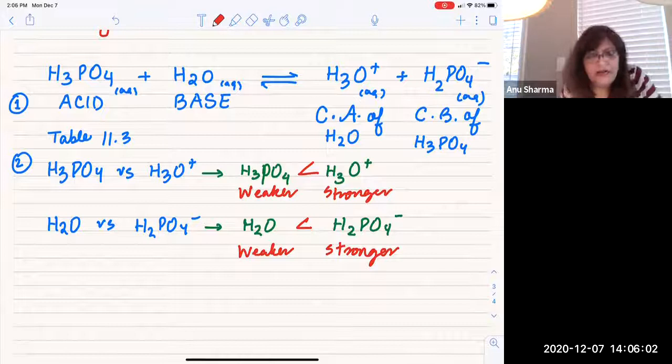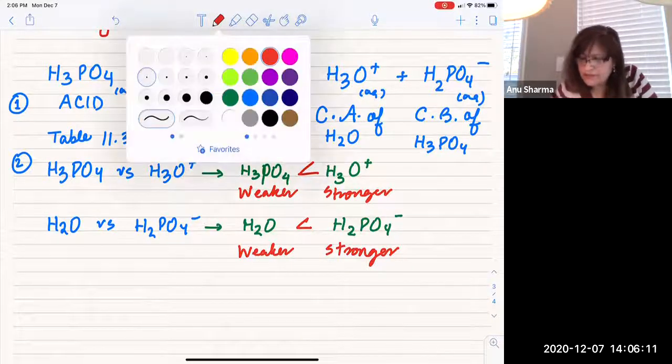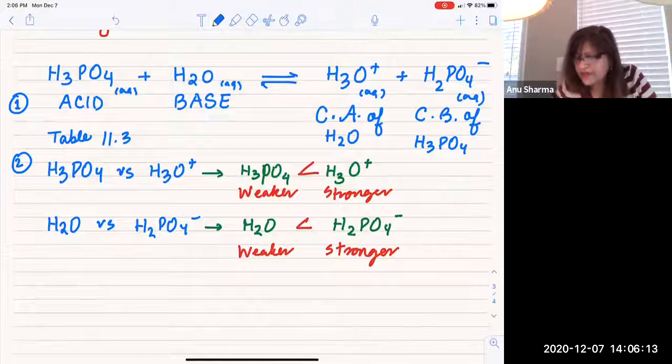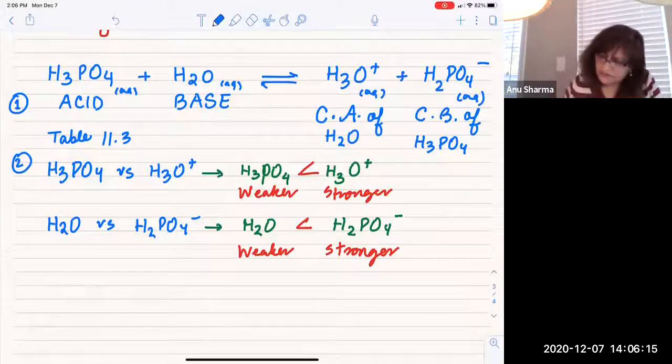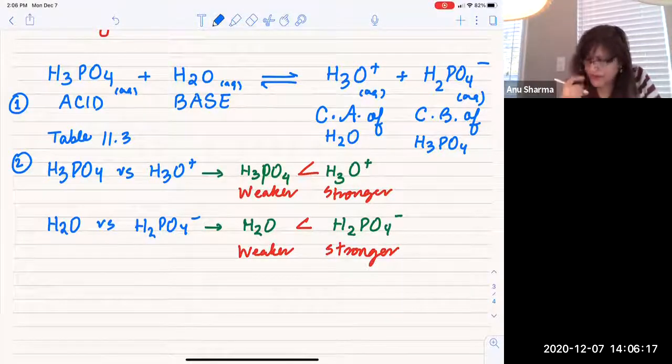So everybody got how to use the table? There is going to be a question on that, so just don't make a mistake, because generally water is the one that tricks people. But if you just compare base to base and acid to acid, then you can't go wrong.